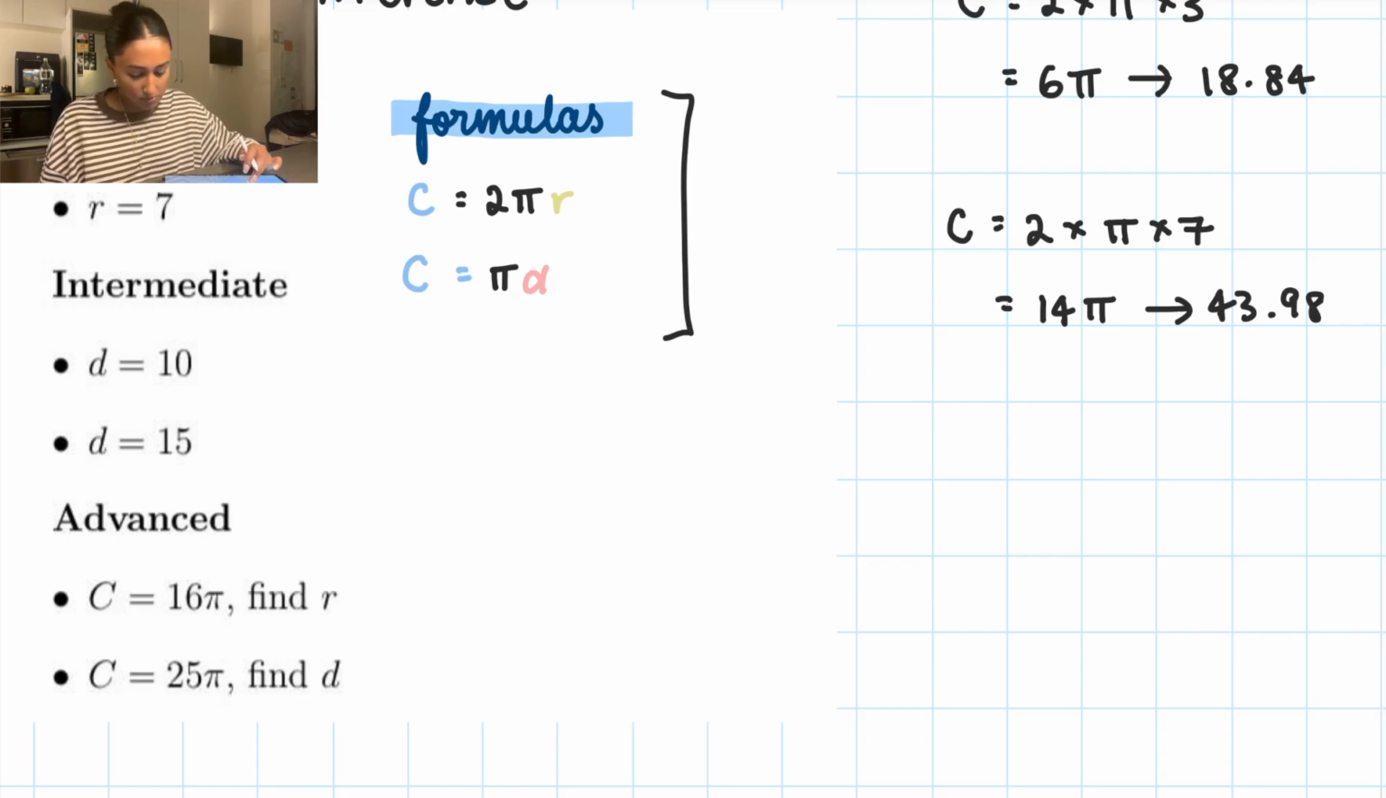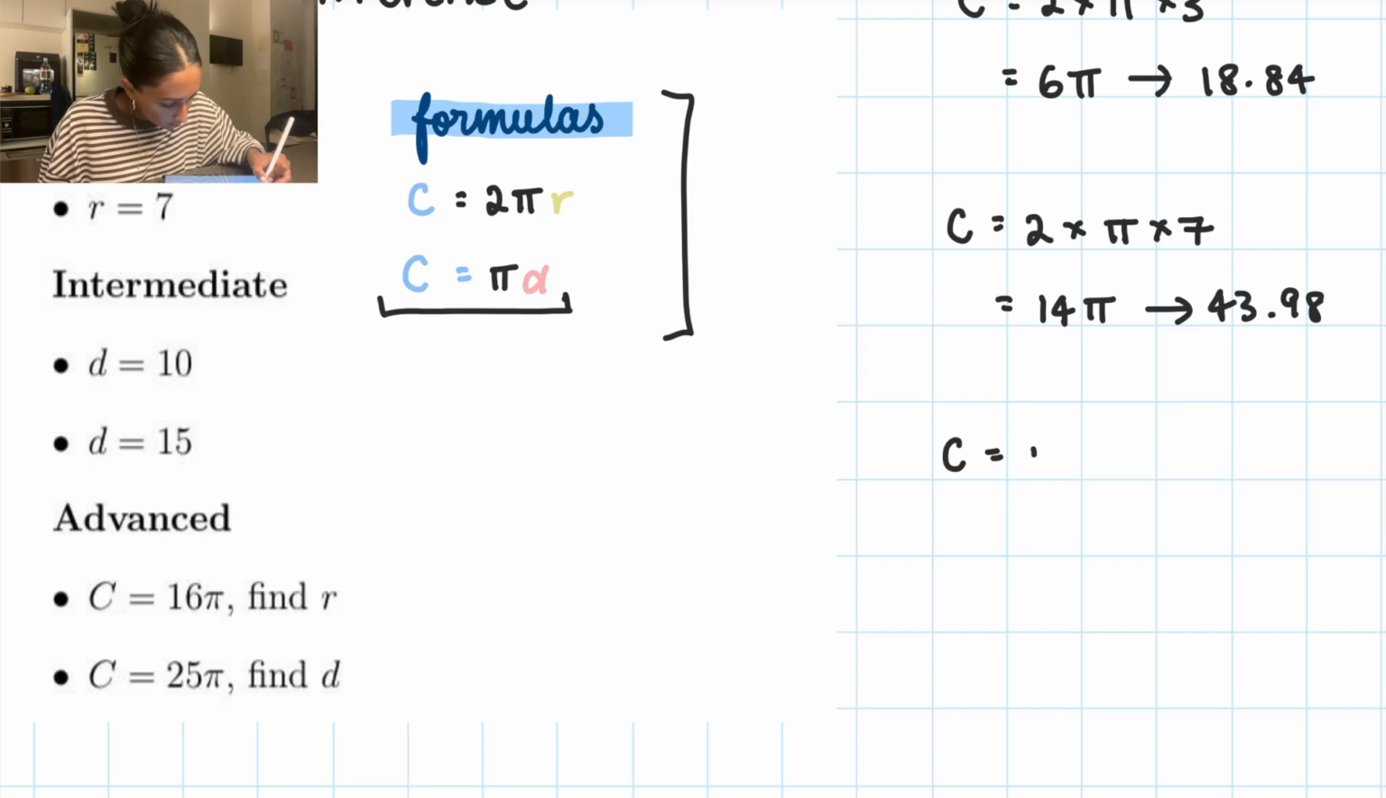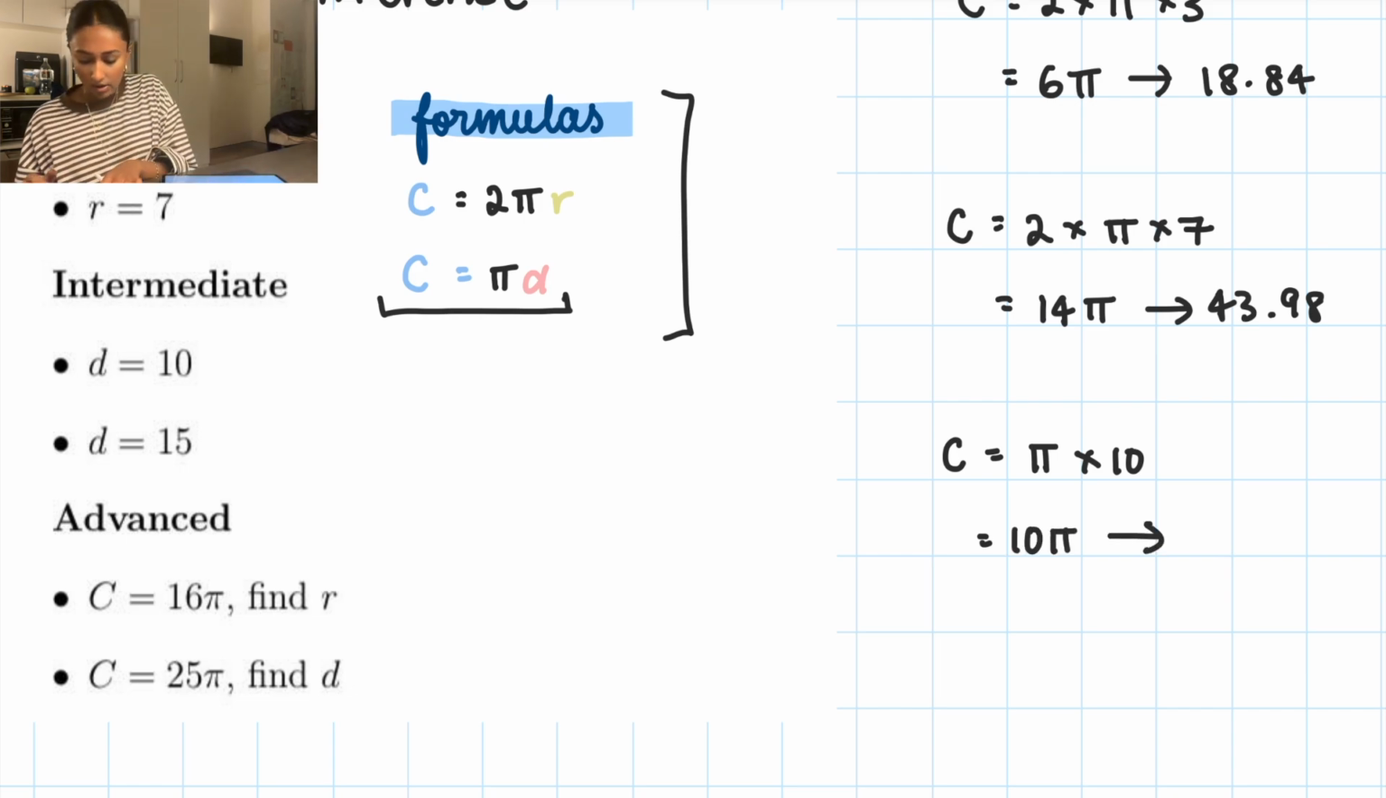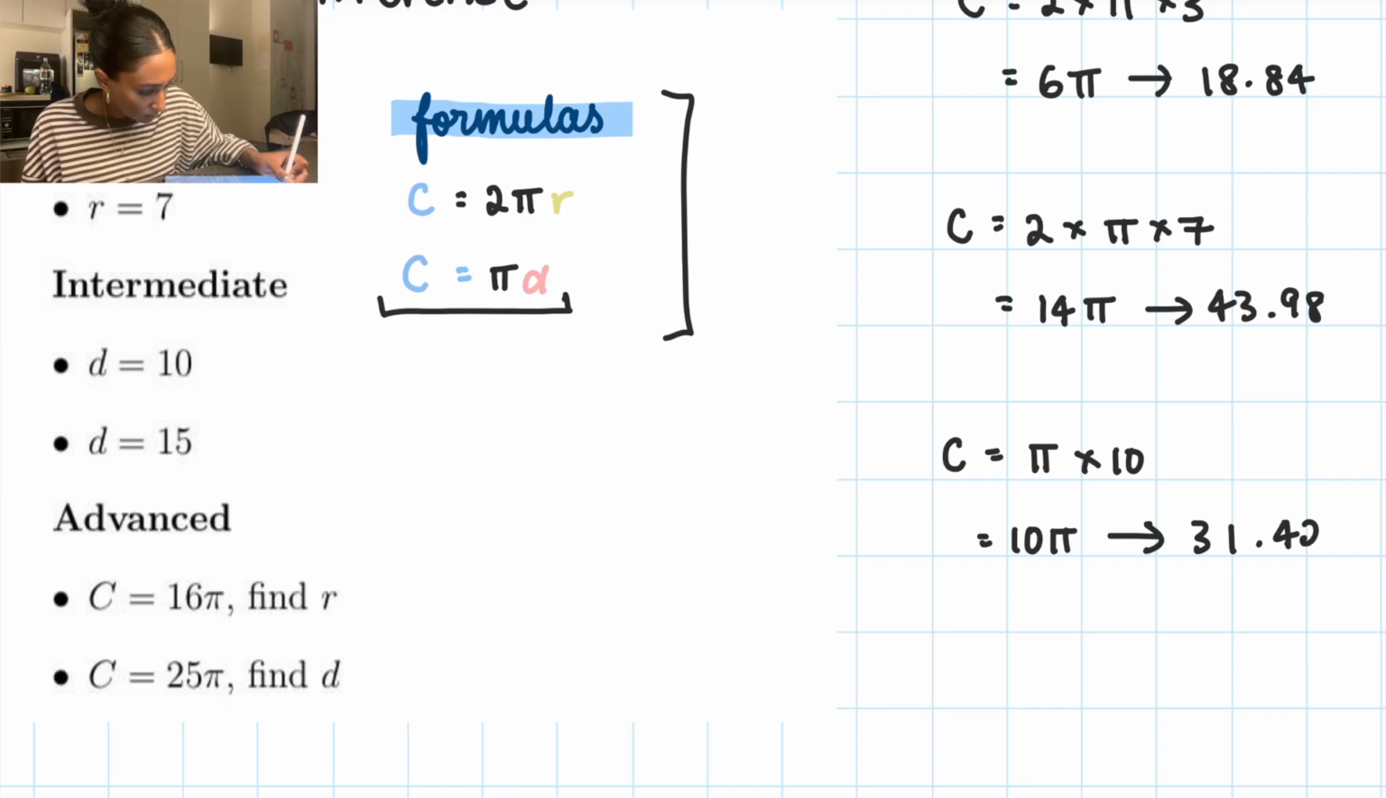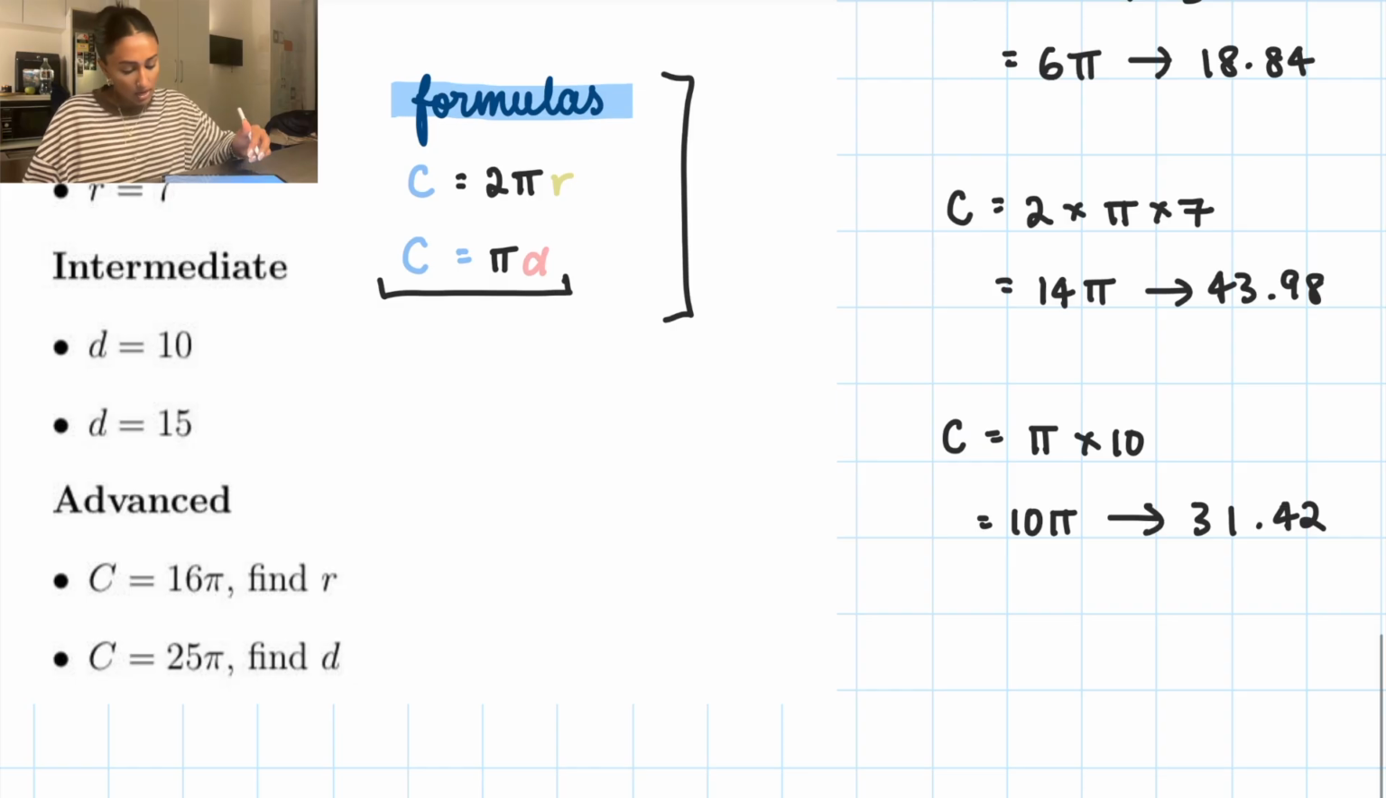Find the circumference of a circle when the diameter is 10. So for that, we're going to be using this bottom formula here. So circumference is equal to pi times 10, because that's the diameter, which gives you 10 pi. You put that into your calculator, you end up with 31.42. Moving on to the second one, find the circumference when the diameter is 15.